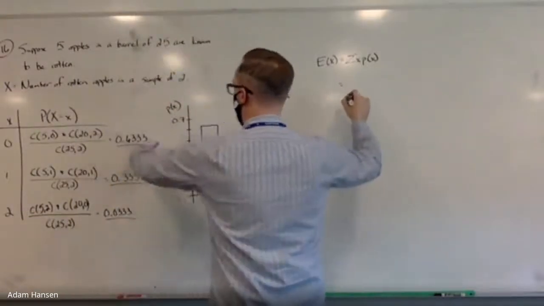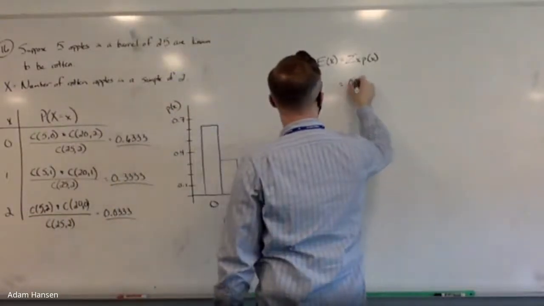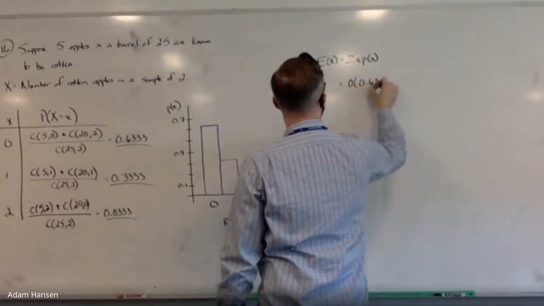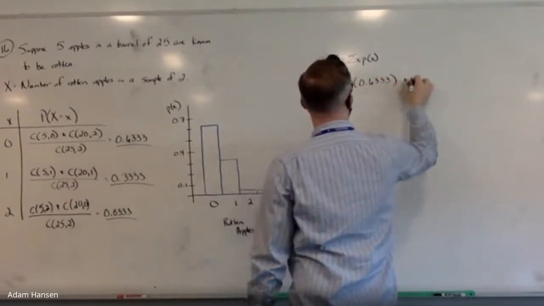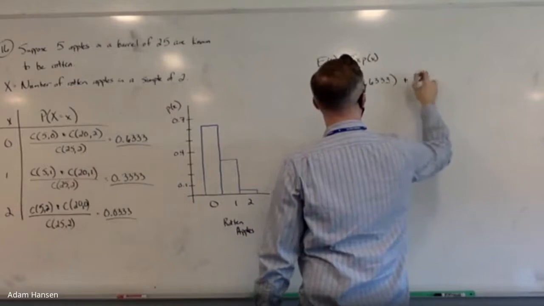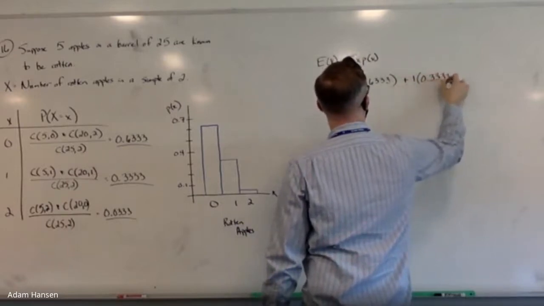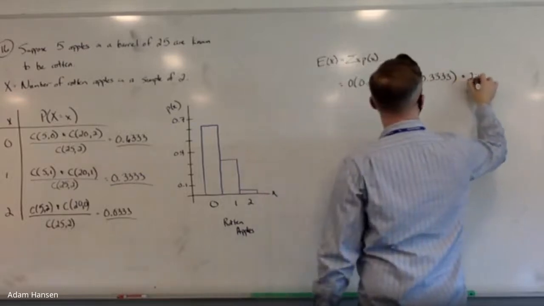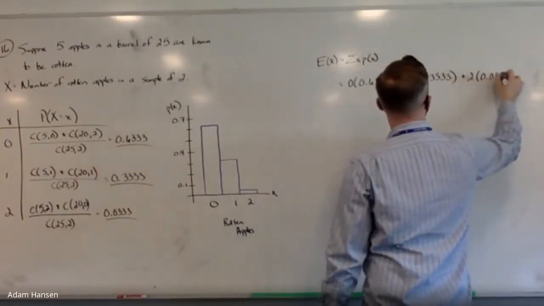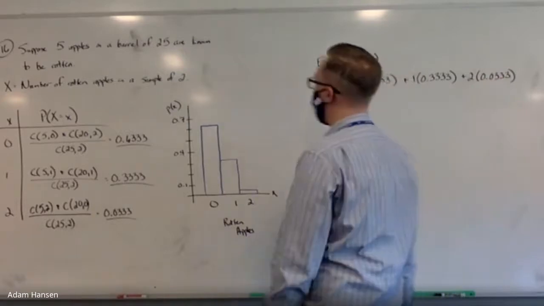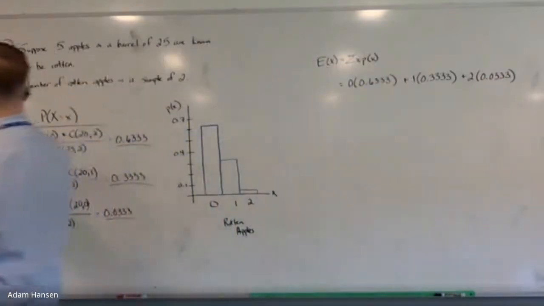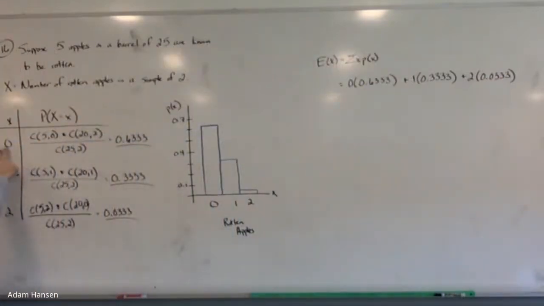Let's take 0 times 0.6333. 1 times 0.333. 1 times 1/3. And 2 times 0.038. I move down the table, the left column times the right column, all added together.